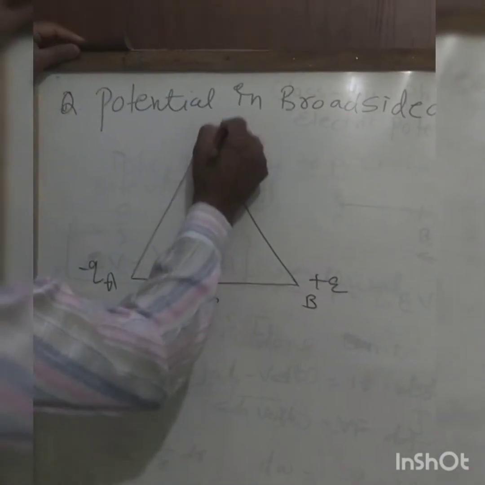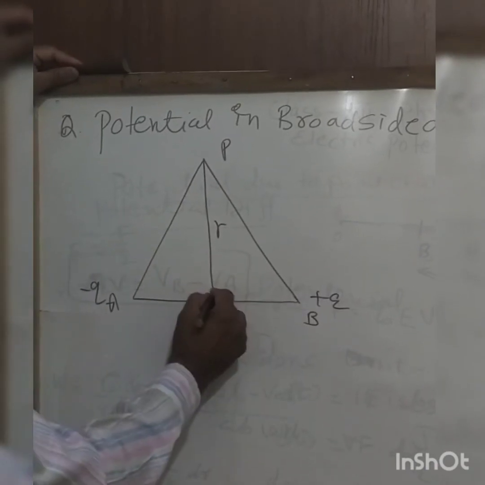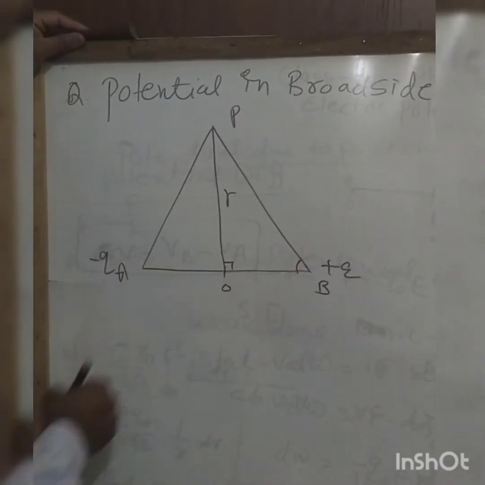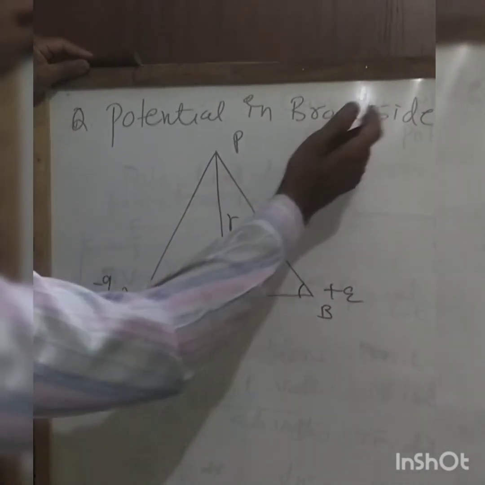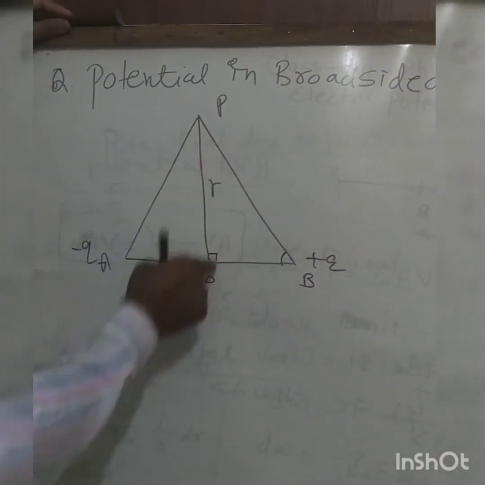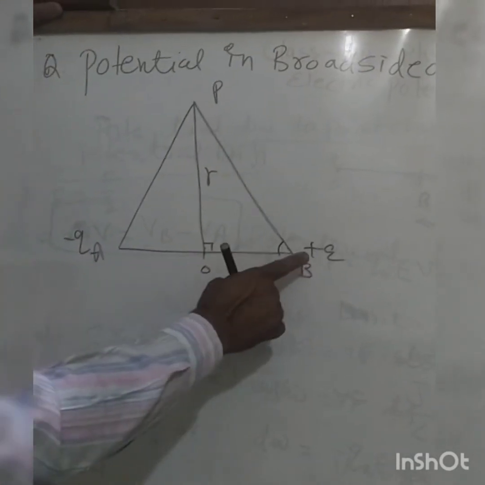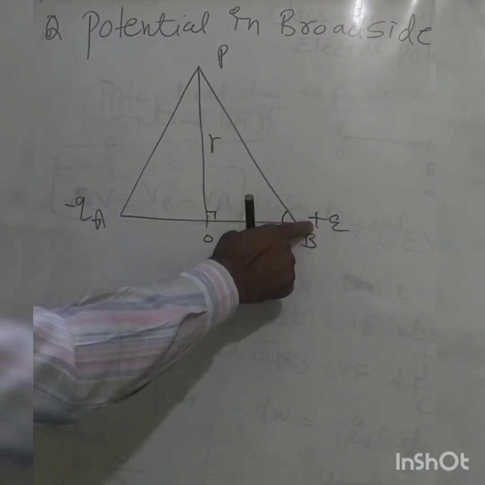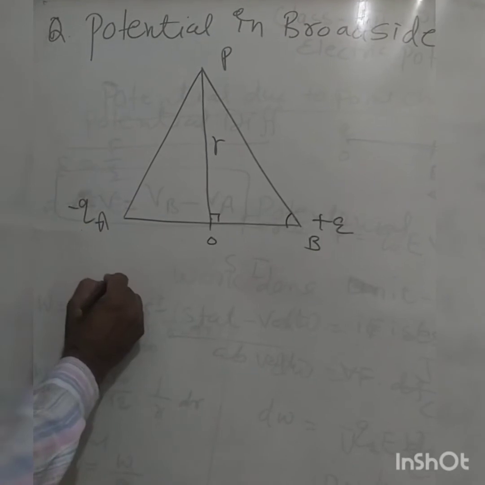From here the distance to P is R. So we have to find the potential in the broadside on position. The distance OP is equal to R. First we will take the point B where there is plus q charge. So due to this B, how much potential do we have?